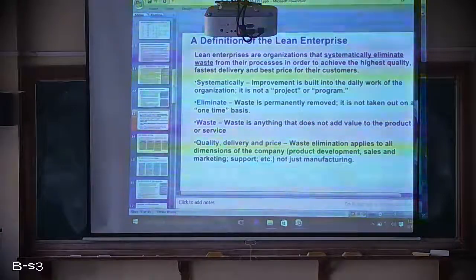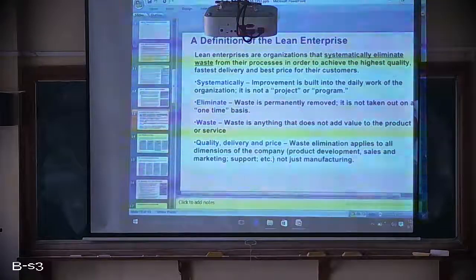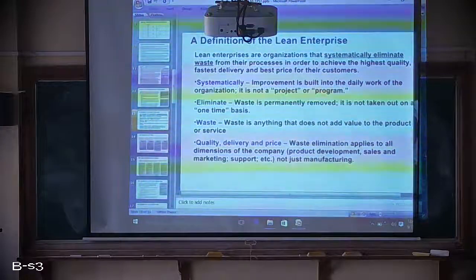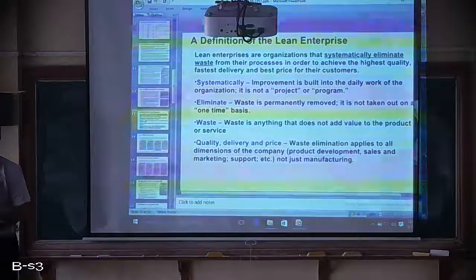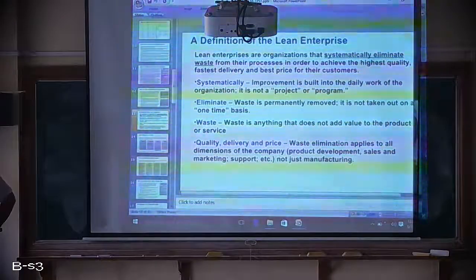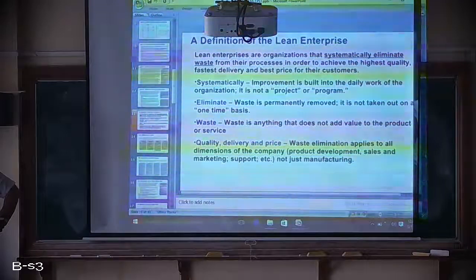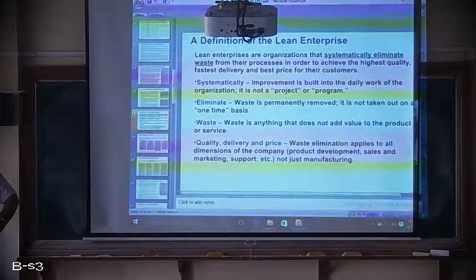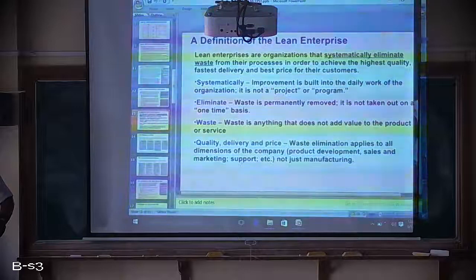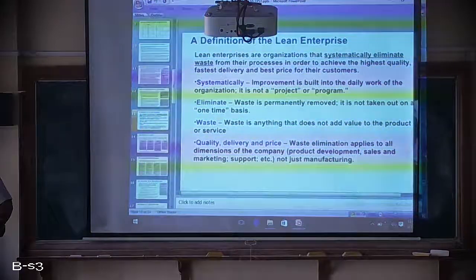Systematically means improvement is built into the daily work of the organization. It's not a project or program. Sometimes they say, this week we are going for a no-rejection week, meaning everybody is so alert that they try to avoid rejections. They want to prove that this week or this month is a quality week, a defect-free month, so that during that period they are alert and don't produce anything defective.